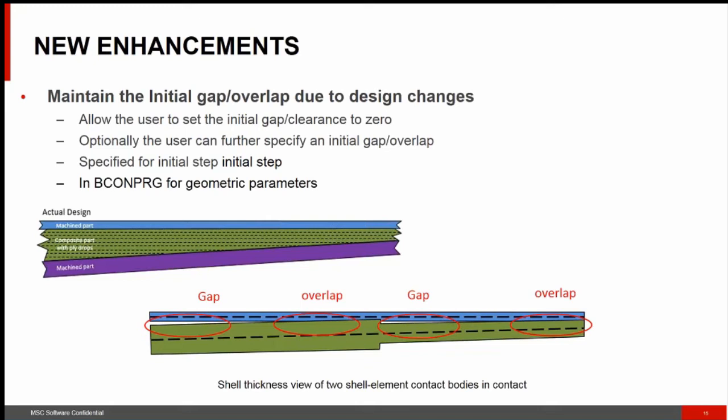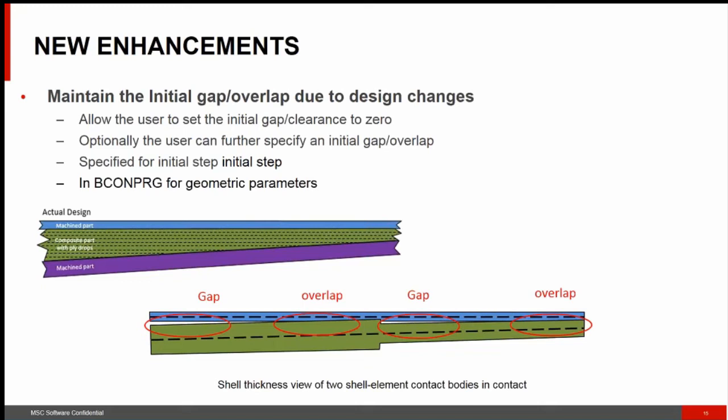It's important for you to note that it's called initial gap, so it's going to happen in the initial step. It allows the user to set the gap clearance to 0 if they want to. It also allows them to maintain it depending on the application, and it's also specified in the initial step. And you can define it on the BCTPARA entry, as mentioned in my previous slide. This is a parameter to define the geometrical options.